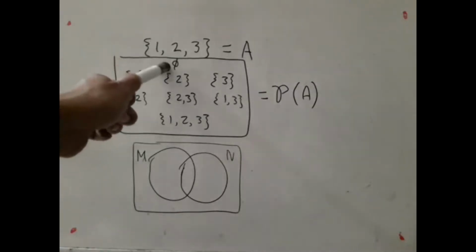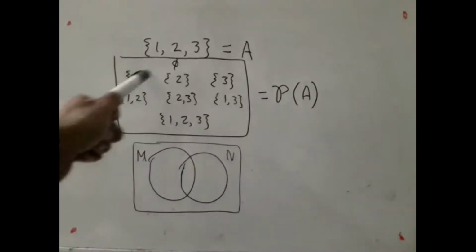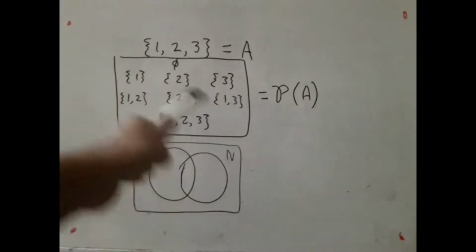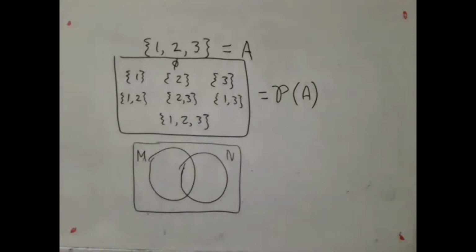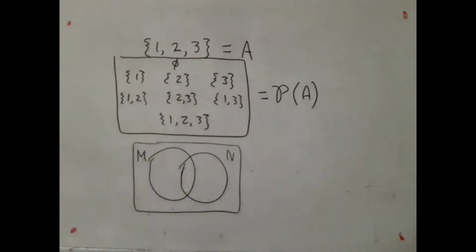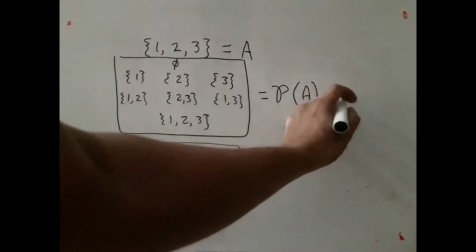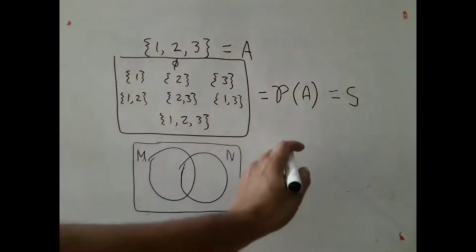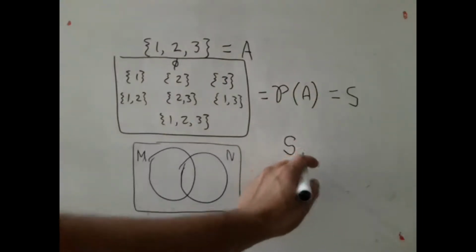So there is the empty set, that's a subset of A, the singletons, the doubletons, and the entire set. So these are my power set of this. The collection of all these sets is the power set of A. That is my set S. So I am giving you a group, so I need to give you a set together with a binary operation.